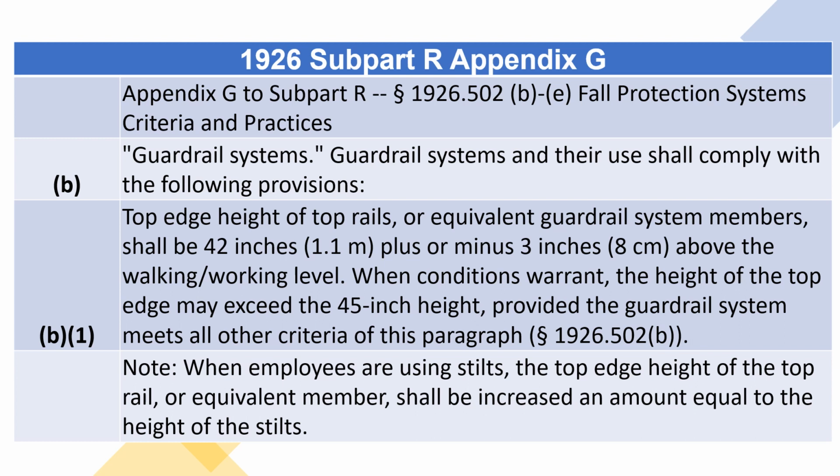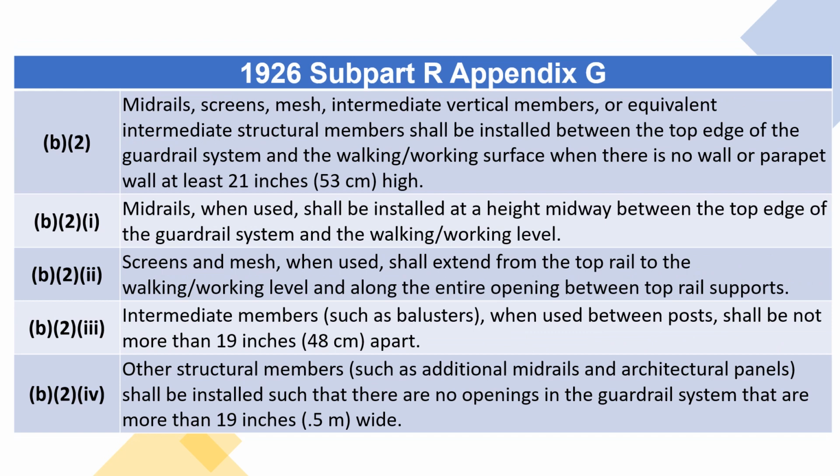When conditions warrant, the height of the top edge may exceed the 45-inch height, provided the guardrail system meets all other criteria of this paragraph, Section 1926.502 B. Note, when employees are using stilts, the top edge height of the top rail, or equivalent member, shall be increased in an amount equal to the height of the stilts. B.2.